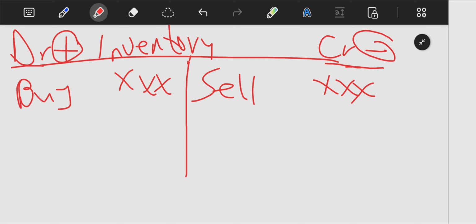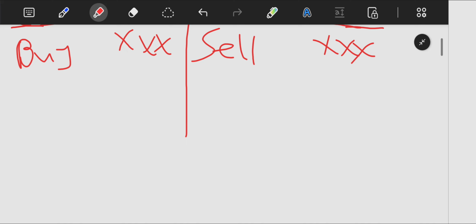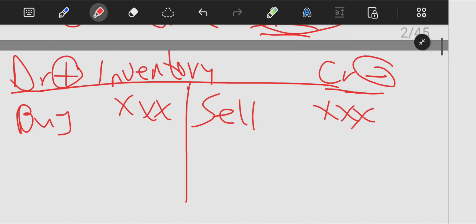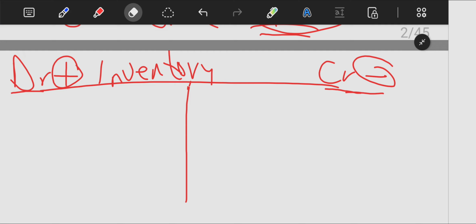It's going to come this side. Right. And then now let's put the correct accounts and the amount. Let's say for argument's sake, this is the only stock that you have.